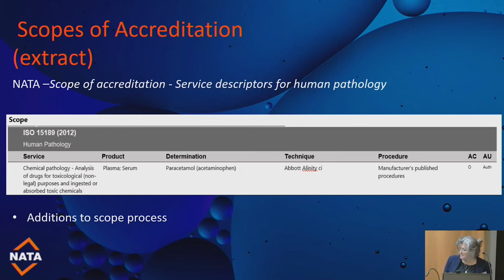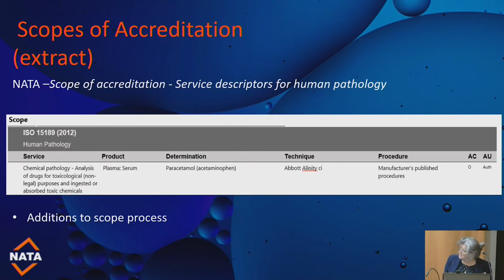There is an addition to scope process, which I'll talk a little more about later on, and there are procedures that you have to go through. It's allowed us to be a lot more responsive. Before, our scopes were not very detailed, and labs could basically change their testing between visits and we would know nothing about it. There are rules around introducing testing and rules around not being accredited to certain things.